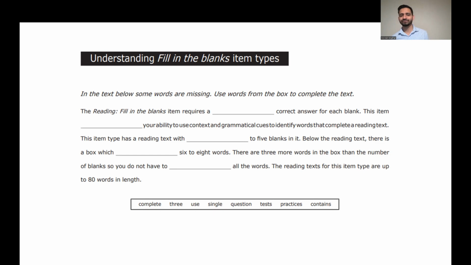It doesn't really practice, or it doesn't really contain, it tests your ability, right? To use contextual context and grammatical cues to identify words that complete a reading text.